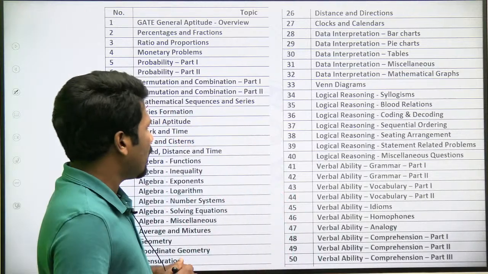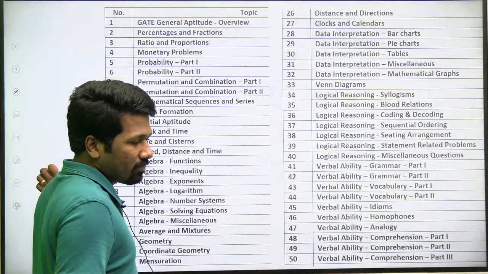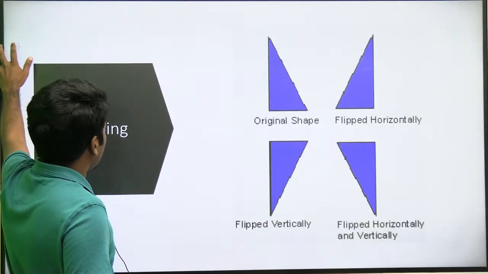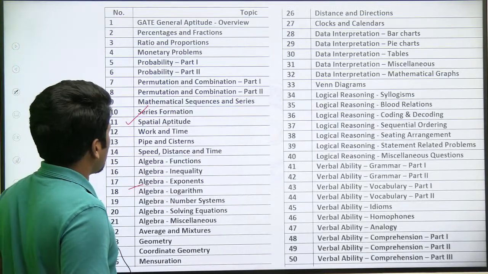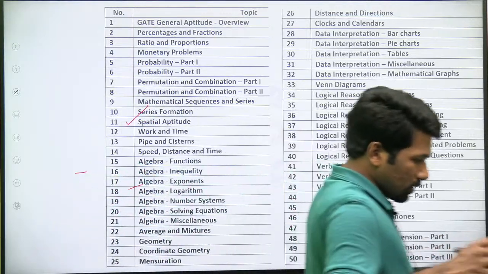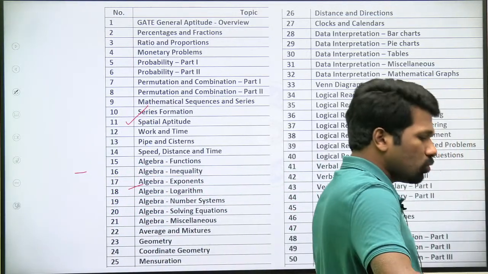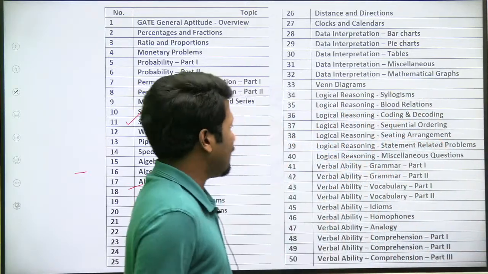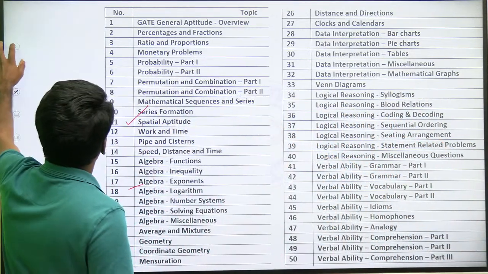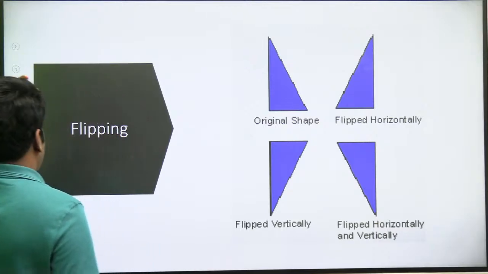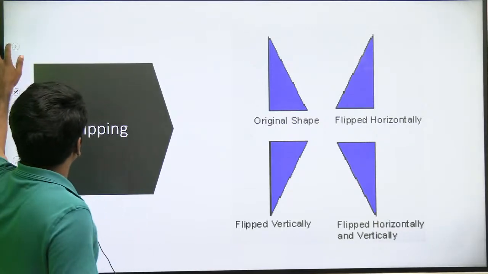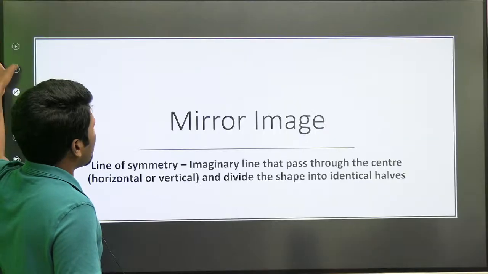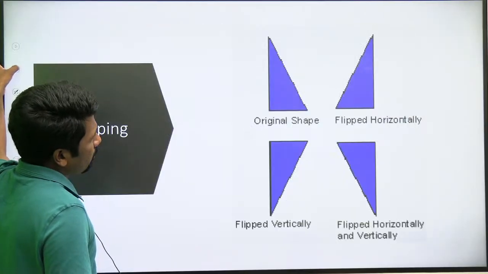Definitely you have to learn in detail because questions are more frequently asked now once spatial aptitude was introduced as a topic. So now I will teach you some basic facts of spatial aptitude so that you can do questions very easily. In spatial aptitude there are some terms that you should be familiar with: flipping, rotation, translation, mirror image. These kinds of things I will give you a basic idea.